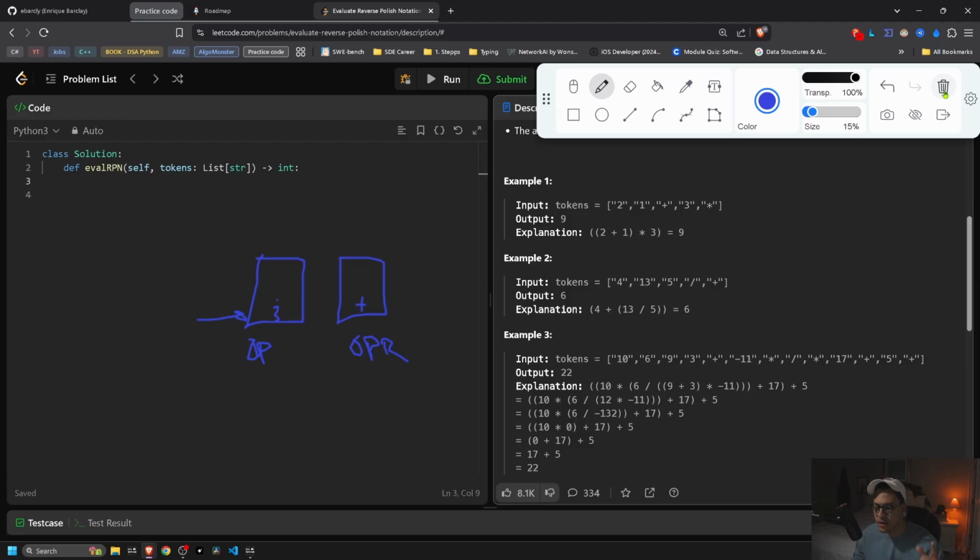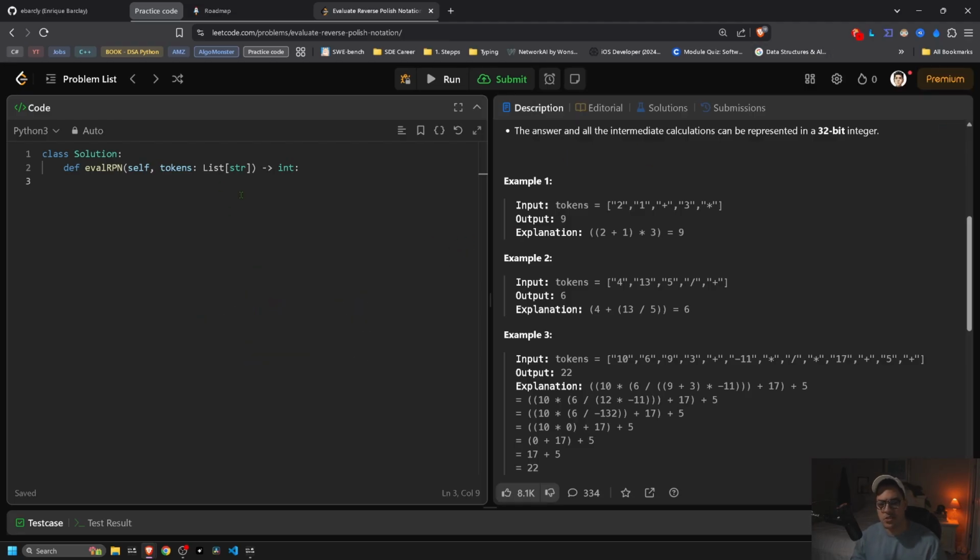So if we are ready, let's go ahead and jump into the code and see how we do it. There's a couple ways to do it. I'm going to choose the long route.